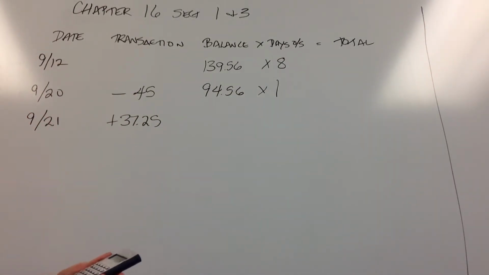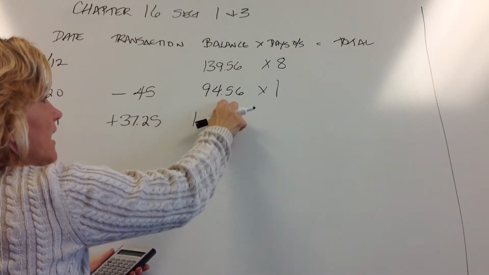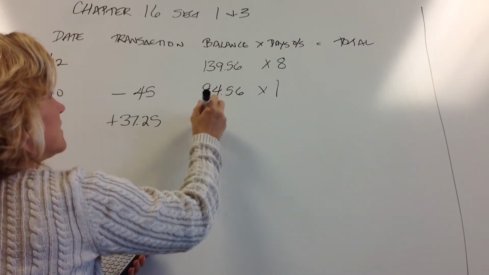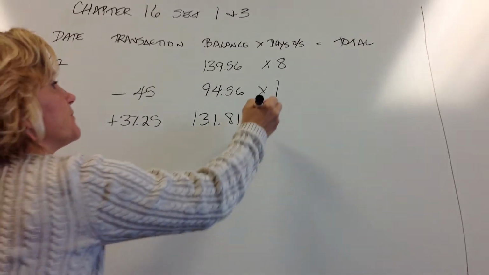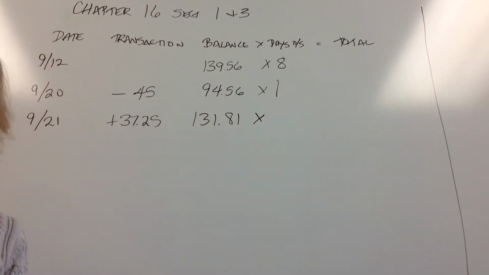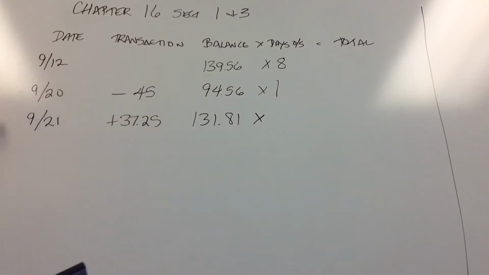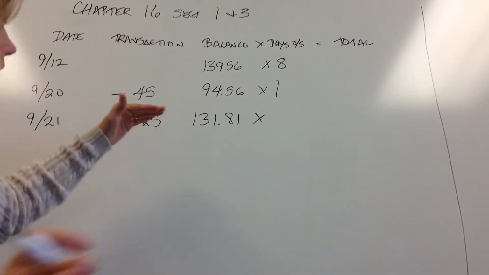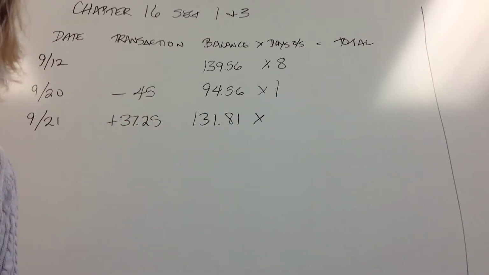Then the next day I make a purchase, so I have to increase that by the $37.25. I add that to the $94.56 to get $131.81. And then how many days did I have that? Again, this is the end of the transactions. It's a very basic one. You could obviously keep going with multiple purchases, but the principles are still the same.